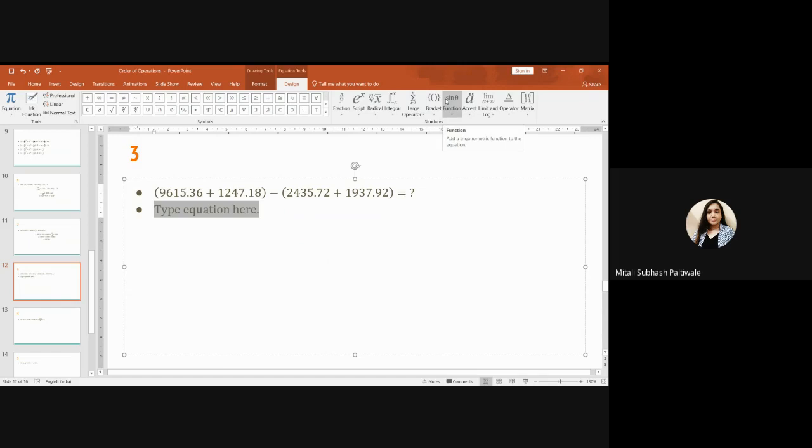Now look at this 9615.36. We will be subtracting it. Sorry, we won't be subtracting anything out of it, but we will be adding. So this will become 10862.54. Okay. And sorry, but this is the sign of division. Let me just put the division sign over here and it's done.